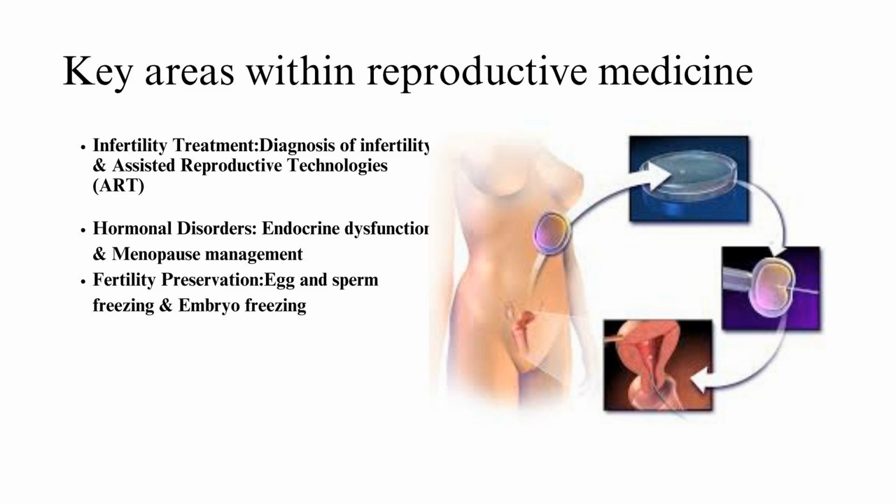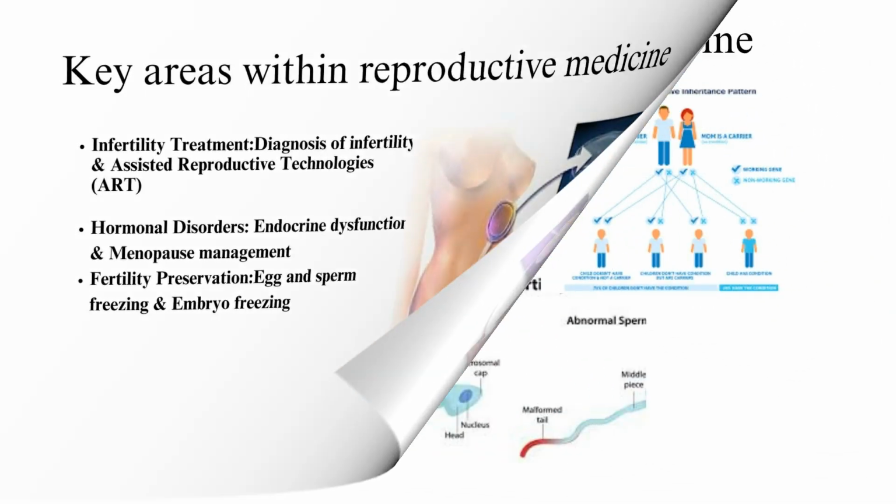Third, fertility preservation, egg and sperm freezing. Reproductive medicine includes counseling and medical procedures for fertility preservation in cases like cancer treatment, advancing age, or medical conditions that affect fertility. Embryo freezing, a process for couples undergoing IVF, where embryos are stored for future use.